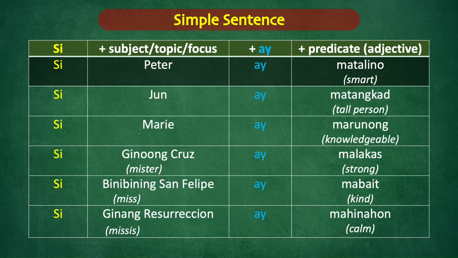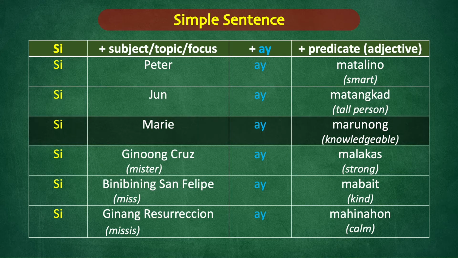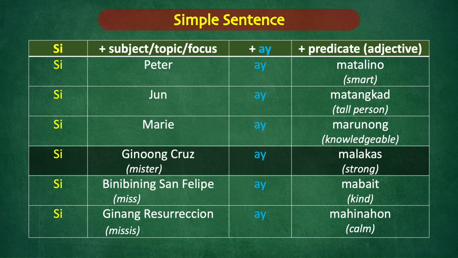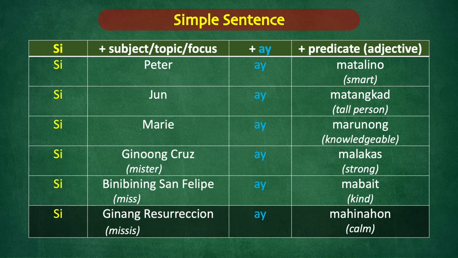Si Peter ay matalino. Si June ay matangkad. Si Marie ay marunong. Si Ginoong Cruz ay malakas. Si Binibining San Felipe ay mabait. Si Ginang Resurreksyon ay mahinahon. That wasn't too difficult, right?